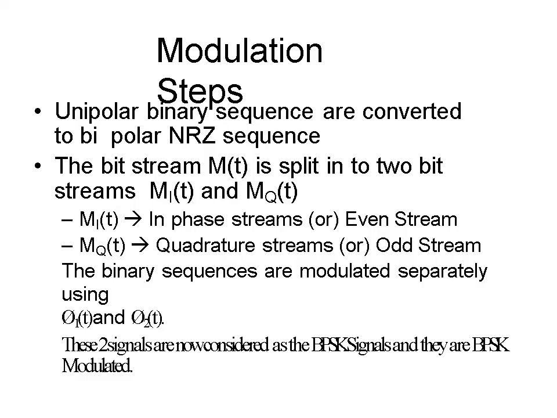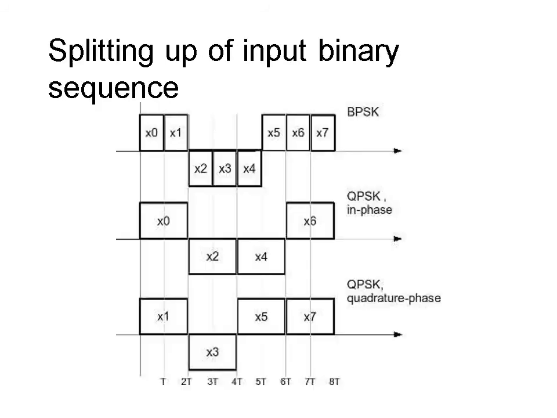Then the modulation steps: the unipolar binary sequence is converted to a bipolar non-return to zero sequence. The bit stream m of t is split into two bit streams, M_I of t and M_Q of t. So M_I of t is the in-phase stream, that is the even stream. M_Q of t is the quadrature stream, otherwise called the odd stream. The binary sequences are modulated separately using phi 1 of t and phi 2 of t. These two signals are now considered as BPSK signals and they are BPSK modulated.